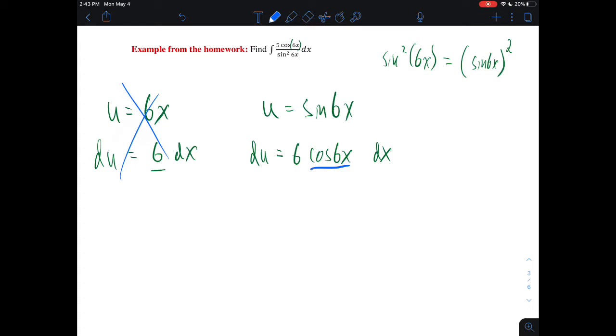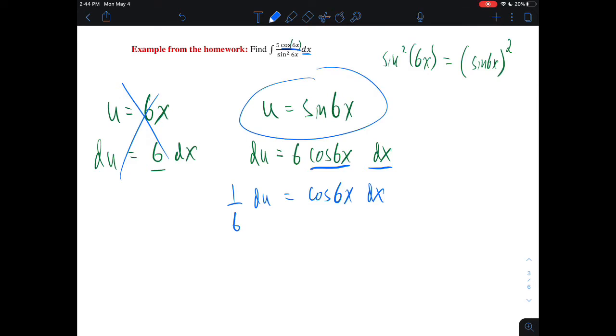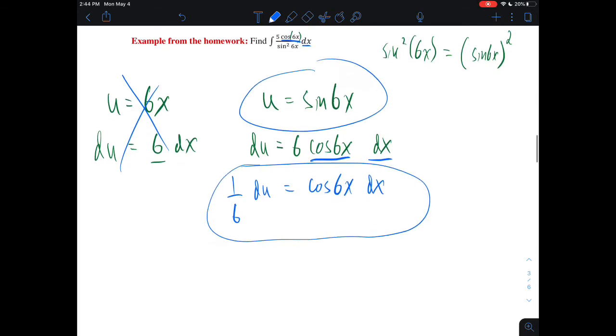So I've got the function cosine 6x, and I have the differential dx, which means where I see it in the numerator and the differential dx there, I can replace that with, just by dividing by 6, 1/6 du. So I can replace the sine 6x with u, and I can replace the cosine 6x dx with 1/6 du.